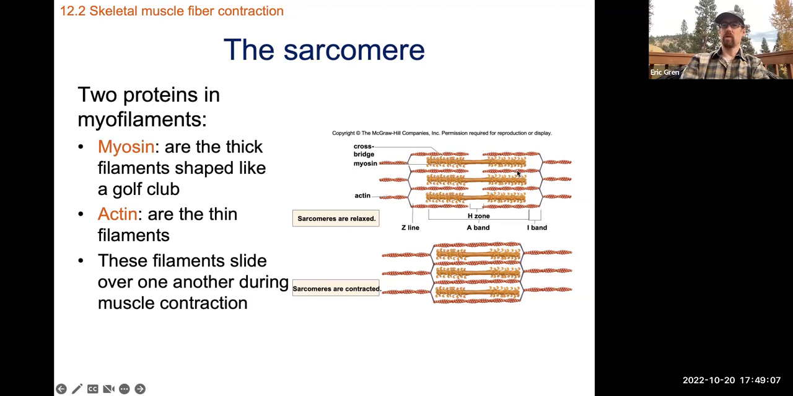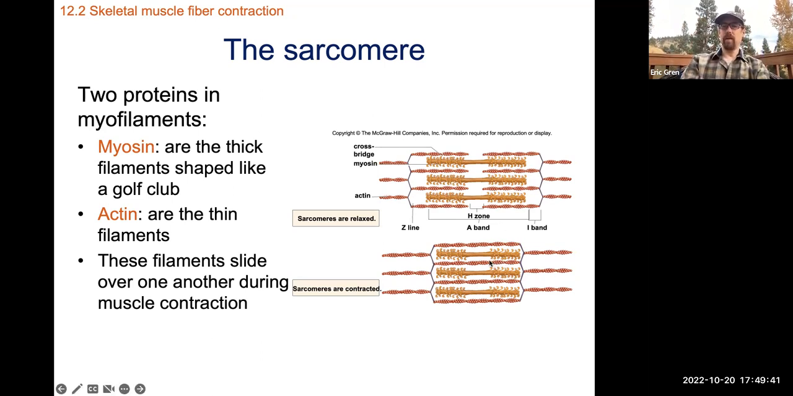The myosin is going to reach up, grab onto the actin, and pull it toward the center, in this case, from right to left. Because the actin are anchored to the Z line, as we're pulling those actin filaments toward the center, the Z lines get pulled together and the entire sarcomere shortens, okay? So you can see that on the bottom here. We've pulled the actin all the way to the middle, as far as we can.